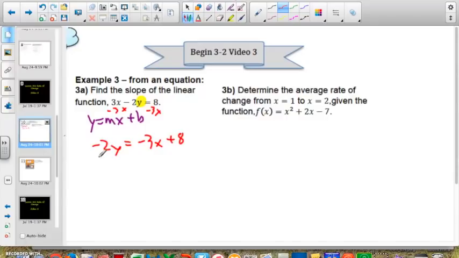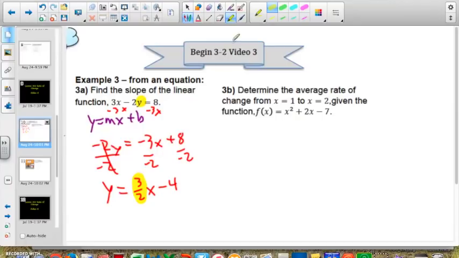And then we're going to have to get rid of that negative 2 in front of the y. So we're going to divide both sides by negative 2. We're going to get y equals a negative 3 over a negative 2. The fraction won't reduce, but the two negatives are going to make a positive. And then we're going to have 8 over negative 2, which is minus 4. Remember that m is our slope, so our slope or our rate of change is going to be 3/2 for this example.